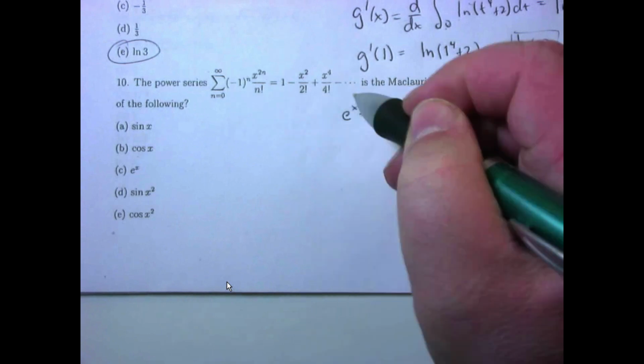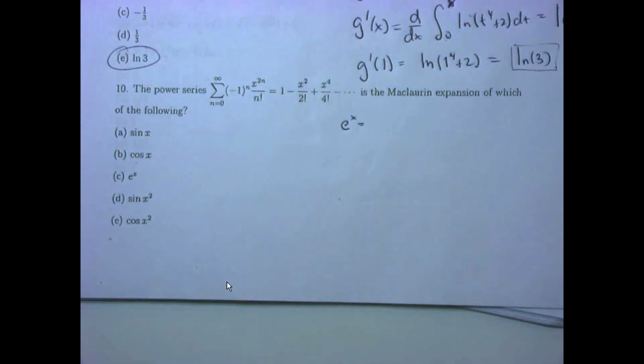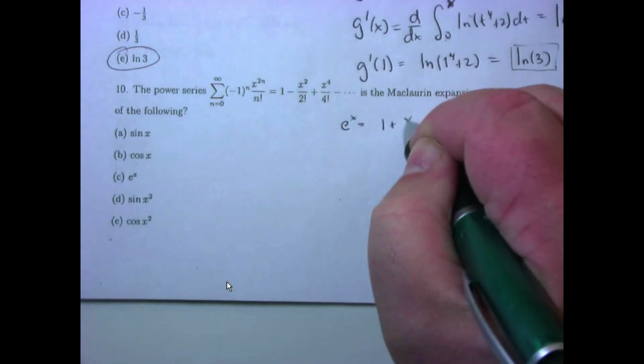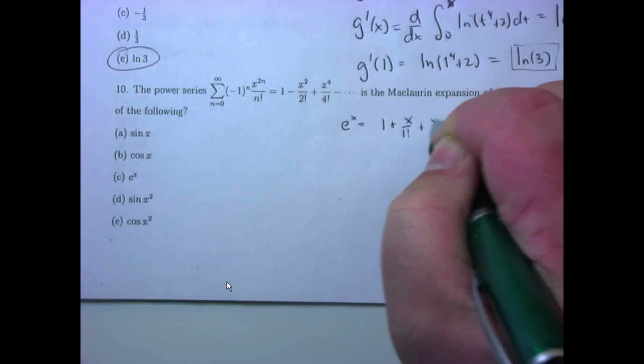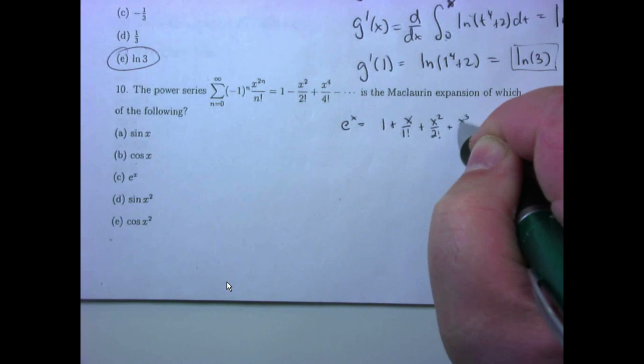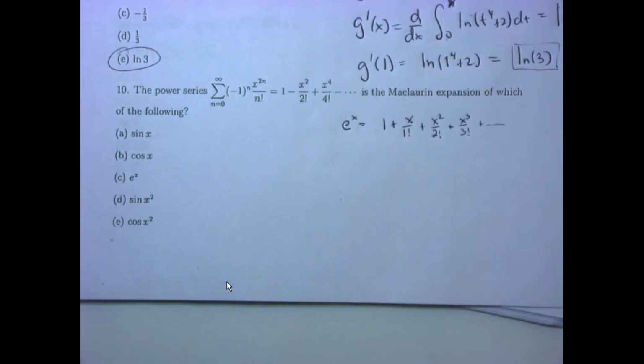Let's try e to the x. That was the easiest one, and we beat that to death even on your last test. What is the Maclaurin series for e to the x? 1 plus x over 1 factorial plus x squared over 2 factorial plus x cubed over 3 factorial, and so on. Pure memorization.